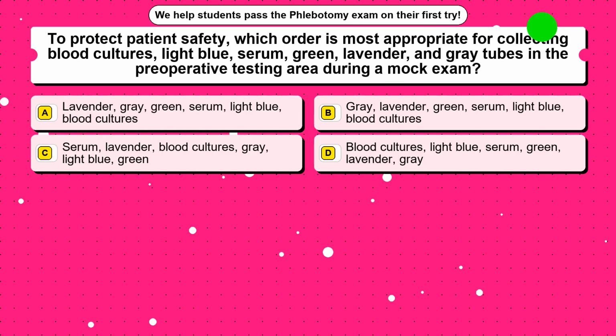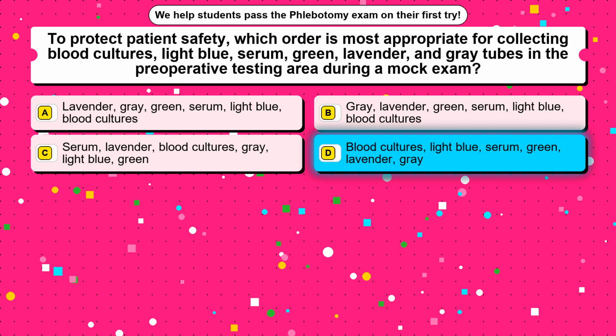Question 43. To protect patient safety, which order is most appropriate for collecting blood cultures, light blue, serum, green, lavender, and gray tubes in the preoperative testing area during a mock exam? Option A. Lavender, gray, green, serum, light blue, blood cultures. Option B. Gray, lavender, green, serum, light blue, blood cultures. Option C. Serum, lavender, blood cultures, gray, light blue, green. Option D. Blood cultures, light blue, serum, green, lavender, gray.